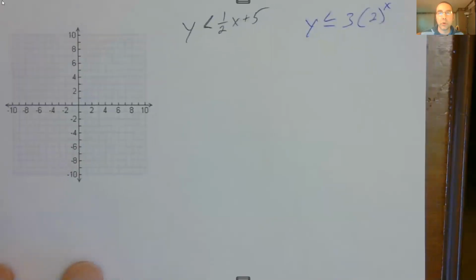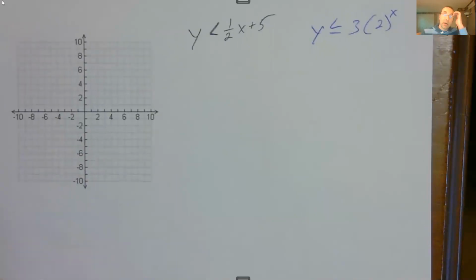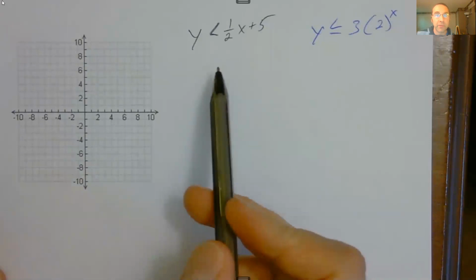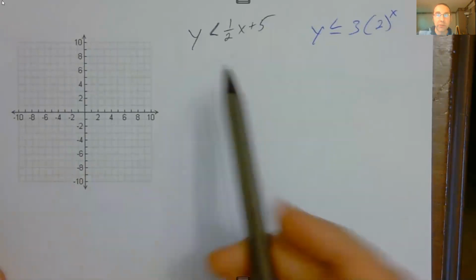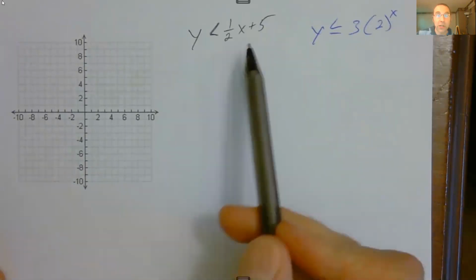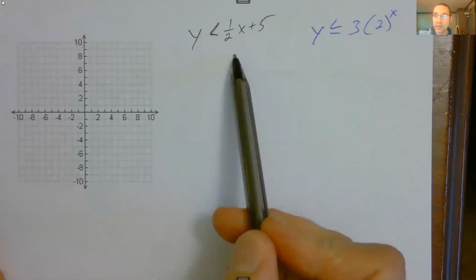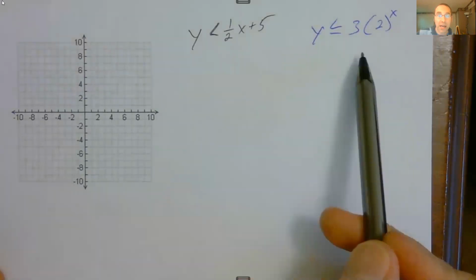Hopefully you were able to watch that previous video on an introduction into graphing systems of inequalities. We're going to look at two more examples here. This first example has two different inequalities. One of them is going to graph into a line. The other one right here is not a line. This is going to graph into an exponential curve.